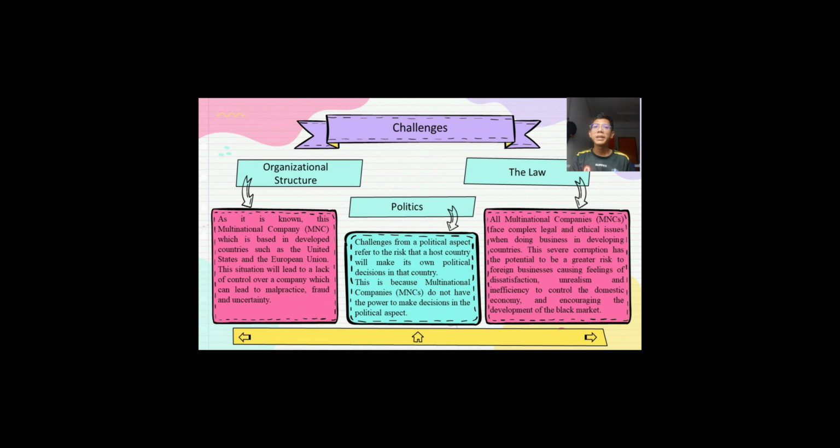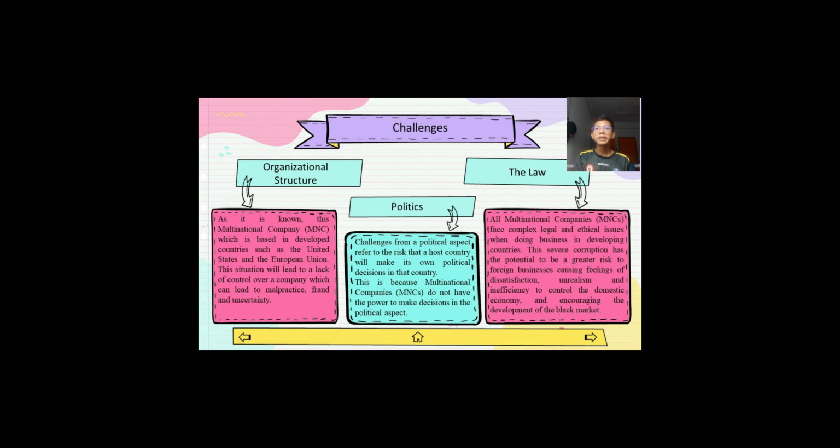All multinational companies face complex legal and ethical issues when doing business in developing countries. Weak law could affect foreign investors' willingness to invest in developing countries. For example, the weakness of the law in corruption. Corruption is a threat to foreign investment for a number of reasons. First, such corruption will disrupt the economic and financial environment. Second, corruption will also reduce the efficiency of government and business by allowing bureaucrats to hold positions that are not based on qualification and abilities.